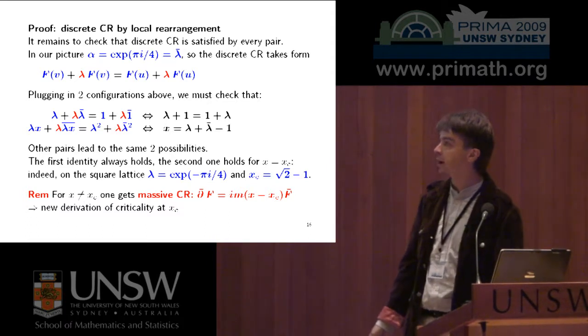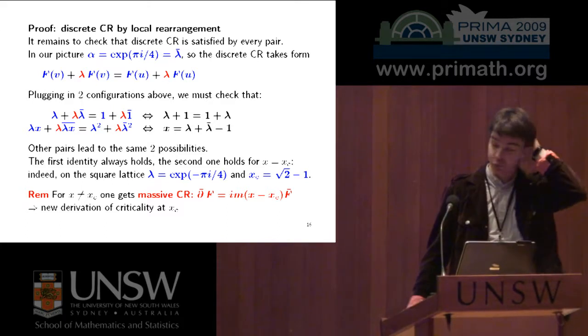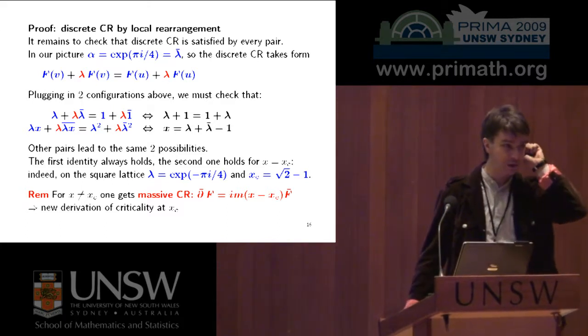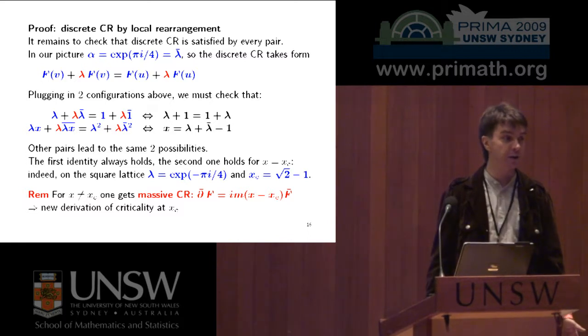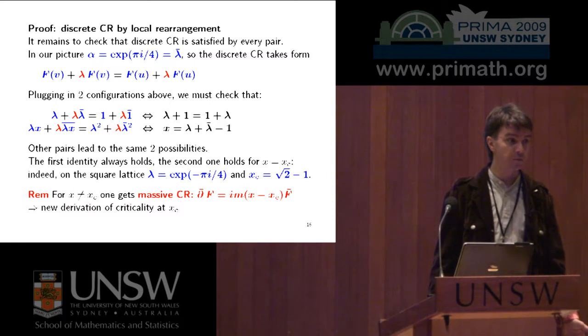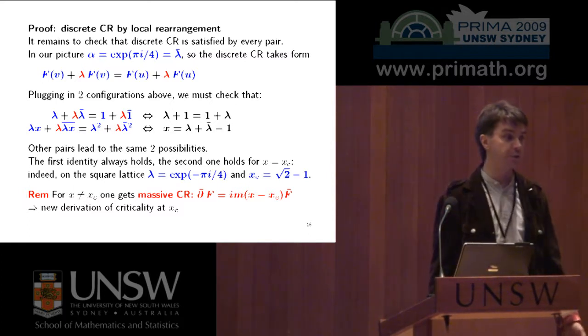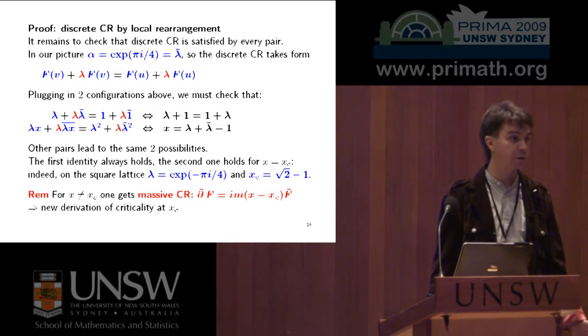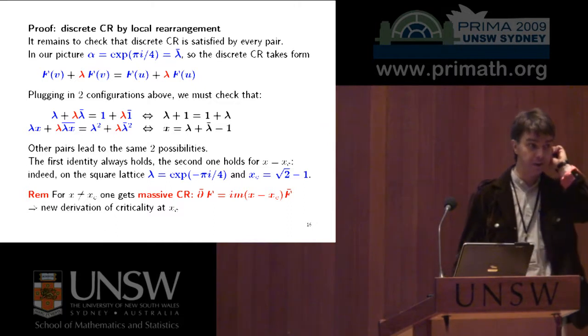The first one reduces to lambda plus 1 being equal to 1 plus lambda. So you use that addition is commutative. And the second one reduces to something non-trivial. So you get that x is equal to lambda plus lambda bar minus 1. And this is essentially the equation which determines the value of the critical temperature. So if you plug in lambda, which has argument 45 degrees, then on the right-hand side you have square root of 2 minus 1, which is the critical temperature. So this gives you another proof that this is the critical temperature.